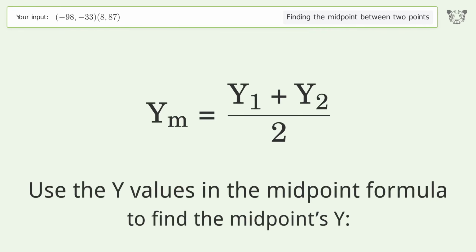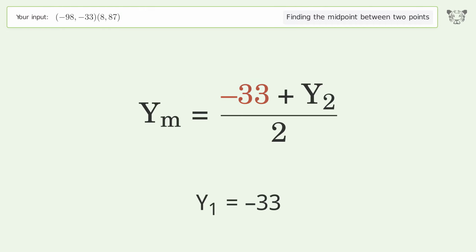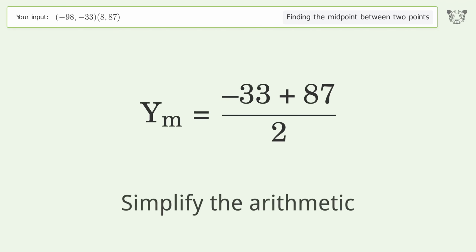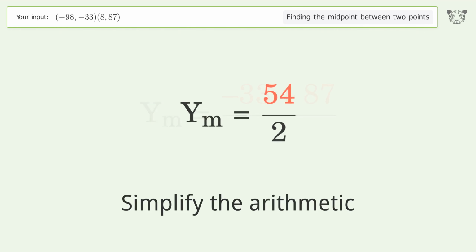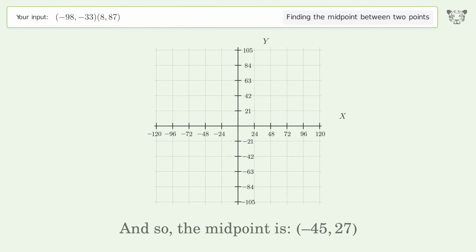Use the y values in the midpoint formula to find the midpoint's y. y1 equals negative 33. y2 equals 87. Simplify the arithmetic. And so, the midpoint is negative 45, 27.